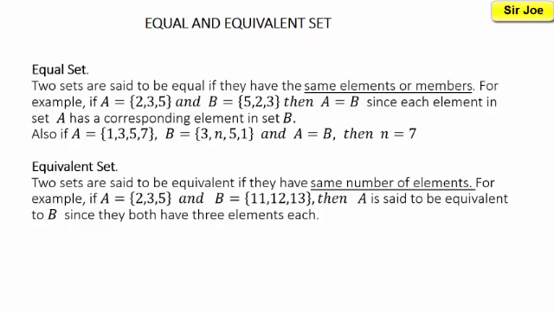For example, if A equals {2, 3, 5} and B equals {11, 12, 13}, then A is said to be equivalent to B. If you check well, the elements there are not the same, but the number of elements is the same. A has how many elements? 3. And B has how many elements? It also has 3 elements. So therefore, A and B are equivalent sets, but they are not equal sets. Take note.